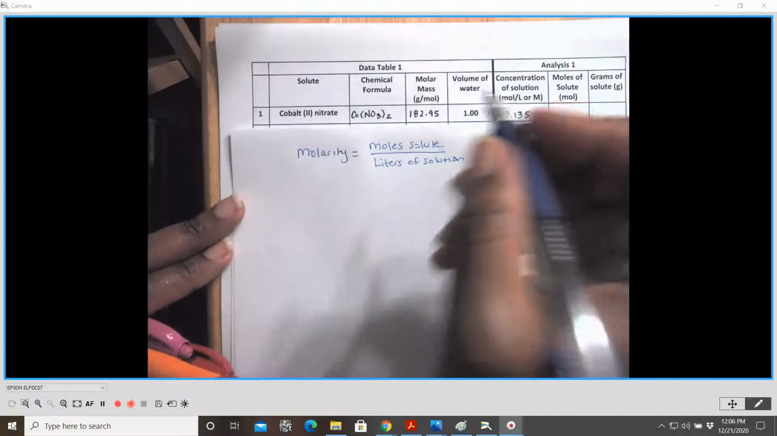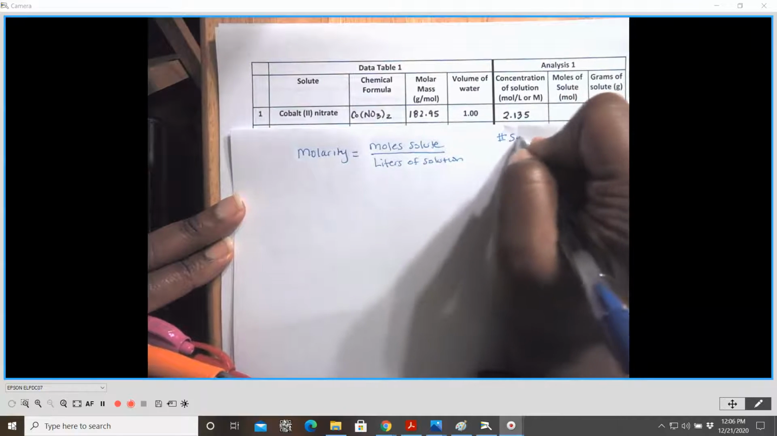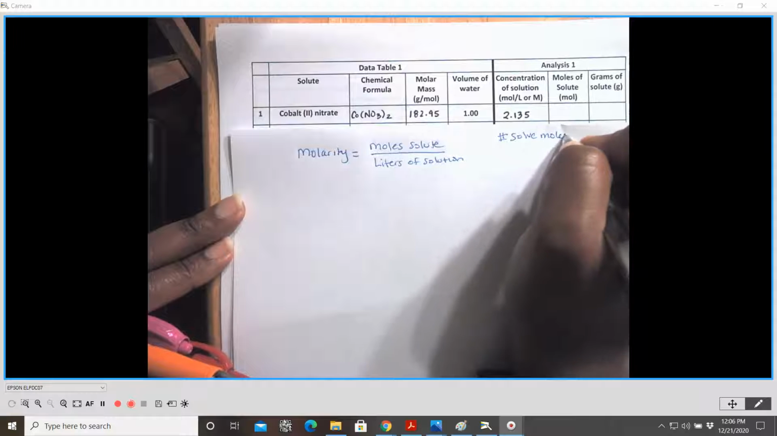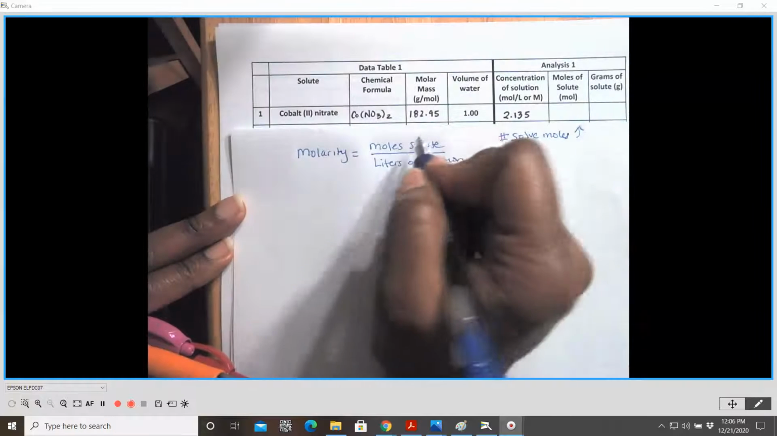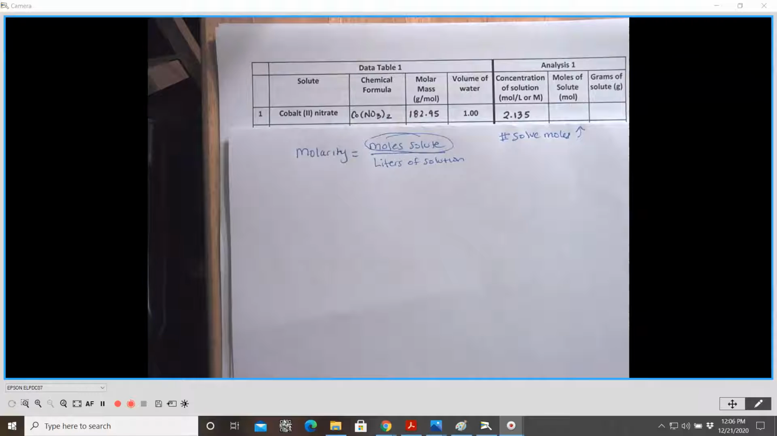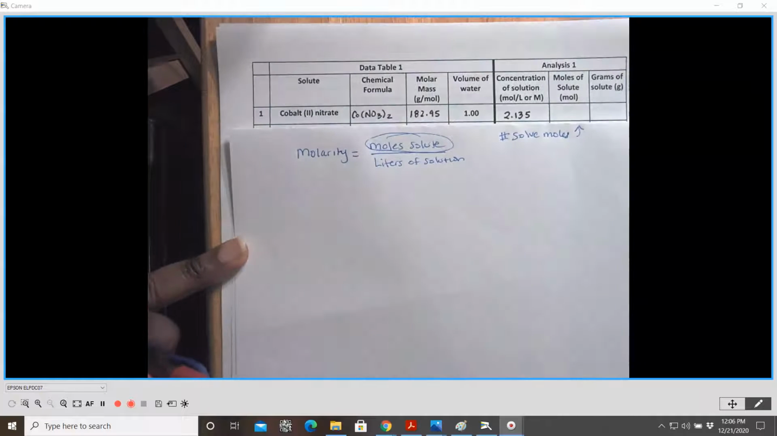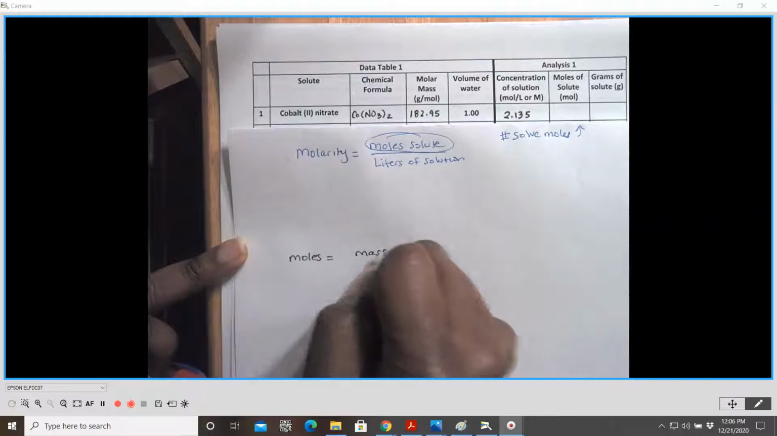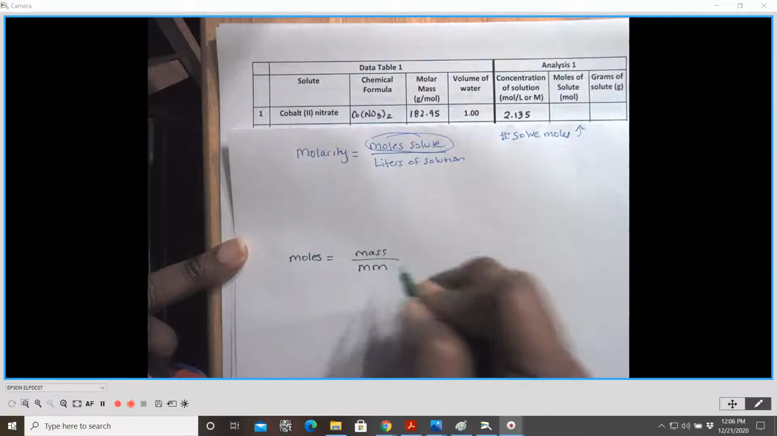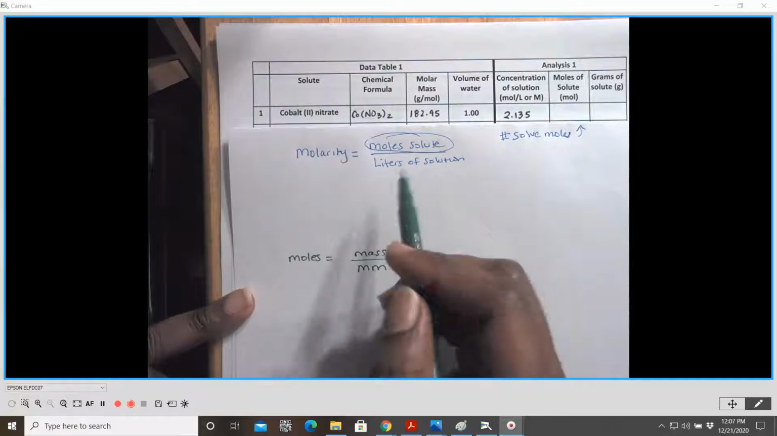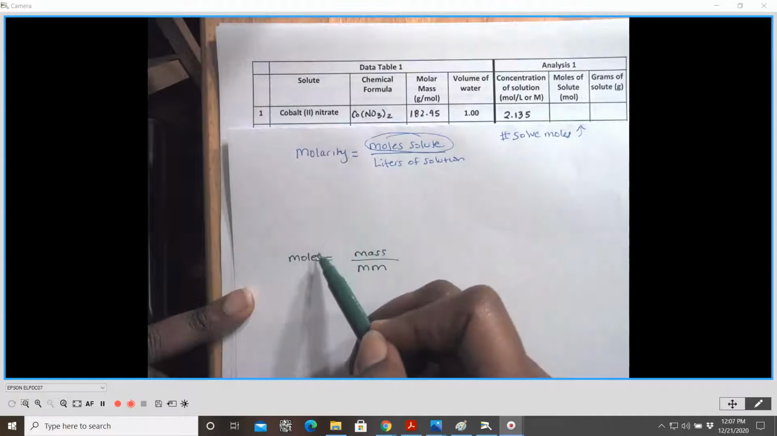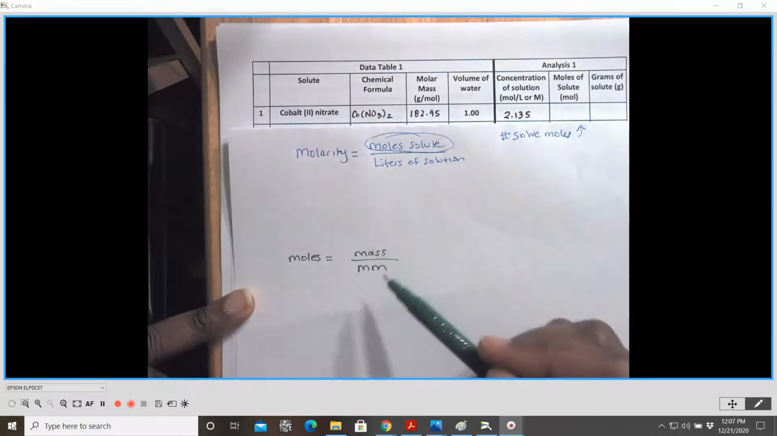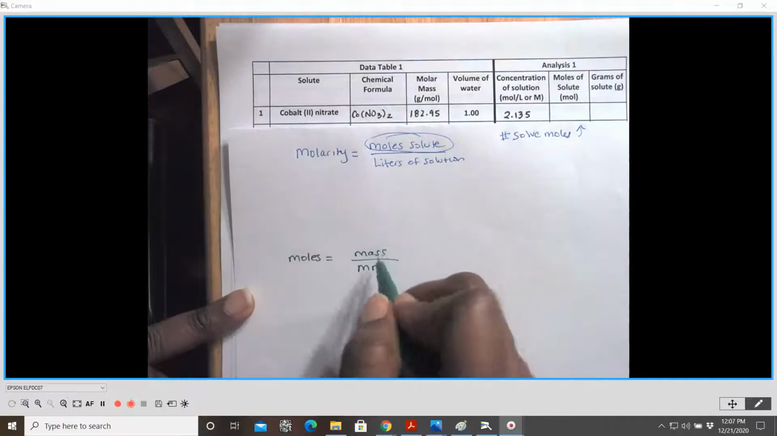Okay, and you're going to use this equation to solve for your moles. So that value there is our unknown. The second equation that you're going to use will help you to find the mass. That equation is moles is equal to mass over the molar mass. In this case, you're going to use the value of moles that you got from the first equation, plug it in here, use your molar mass that you get from the periodic table, plug that in here, and solve for mass.